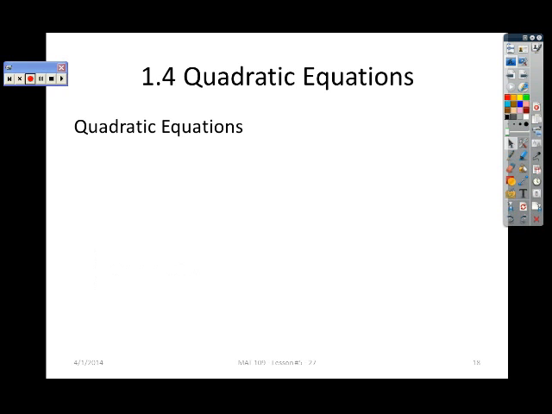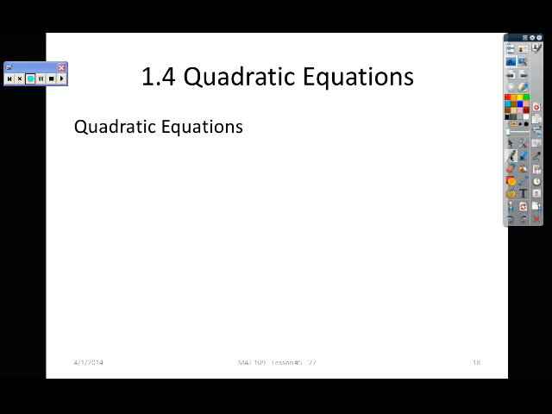Next, we need to look at some quadratic equations. This is all stuff you've seen before. At least if you've been in Math 95, you've seen all of this. A quadratic equation is just an equation of this form. Every quadratic equation can be rearranged until it has that form.